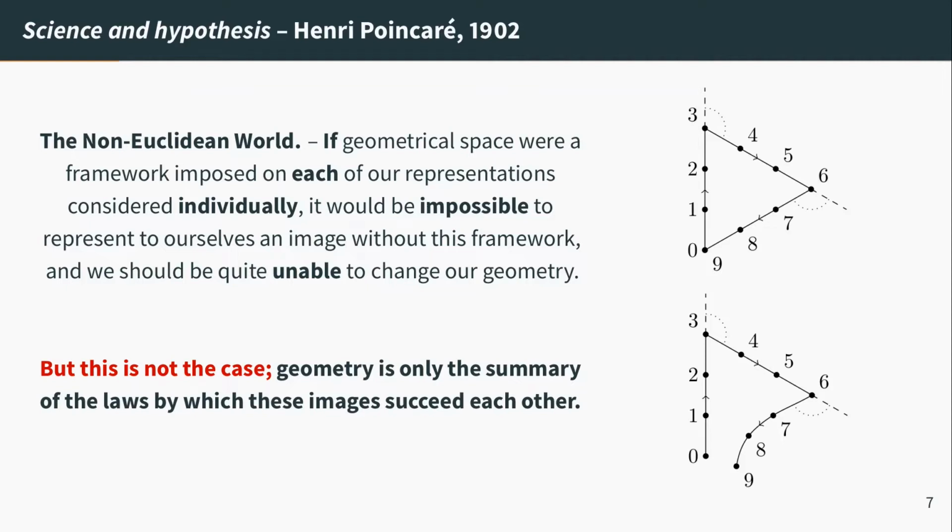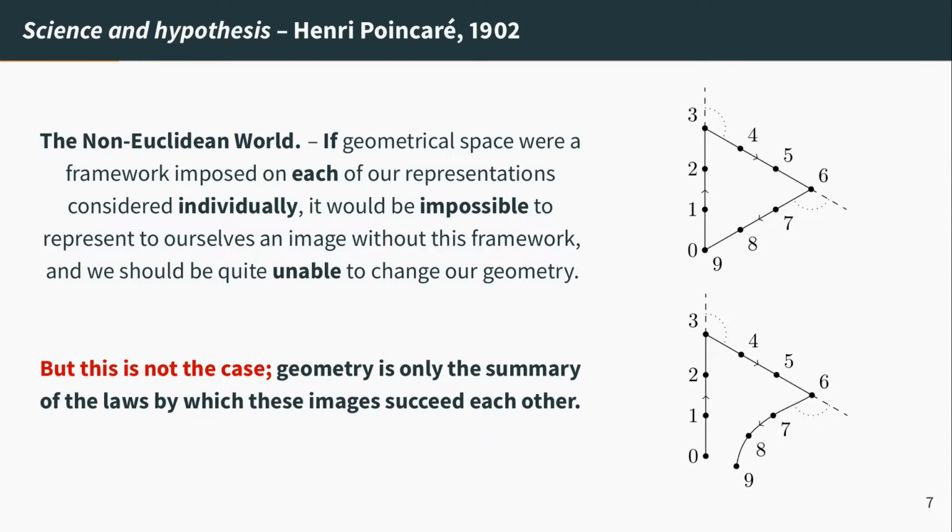If geometrical space were a framework imposed on each of our representations, considered individually, it would be impossible to represent to ourselves an image without this framework, and we should be quite unable to change our geometry. So that's just the first remark: because we are so used to this Cartesian representation of geometry, we like to think that we live in a 3D space, you have reference points, X, Y, Z axes, coordinates, and this is what we call Euclidean geometry.